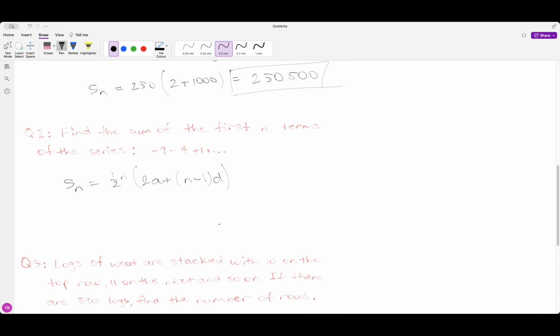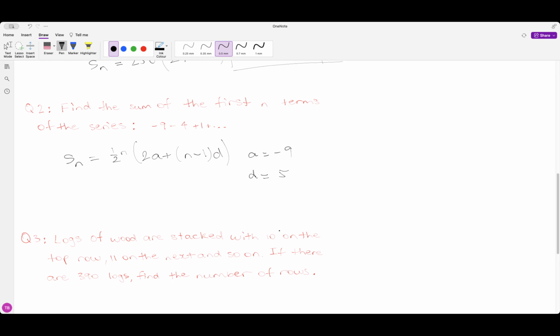Now, if I think about what I'm given here, I'm not given the sum, I'm not given n, that's okay. I've got my a, which is minus 9. I've got my d, which is the difference between the terms, so minus 9 to minus 4 is 5, minus 4 to 1 is also 5, so now I've got my difference of 5. That's all I have, all right?